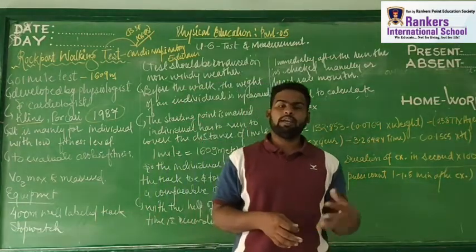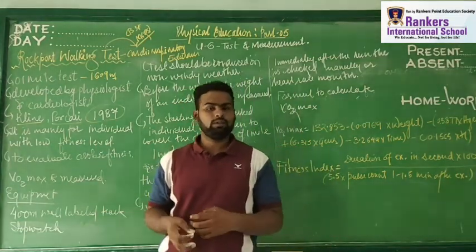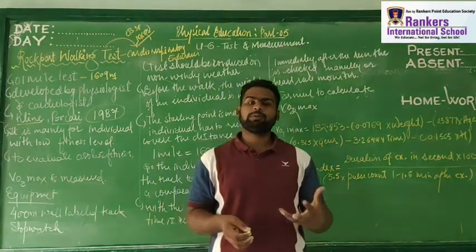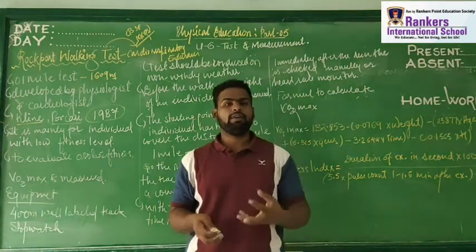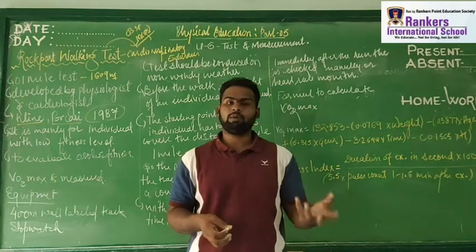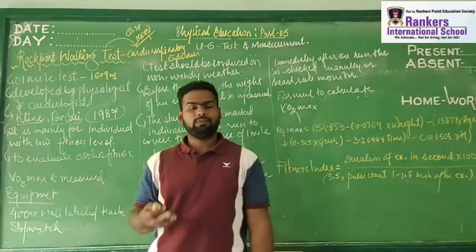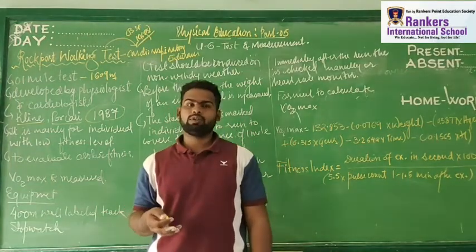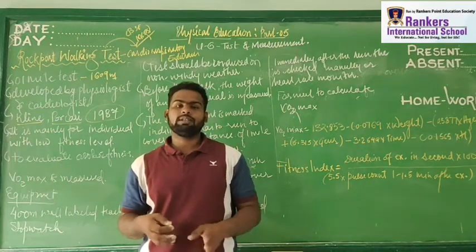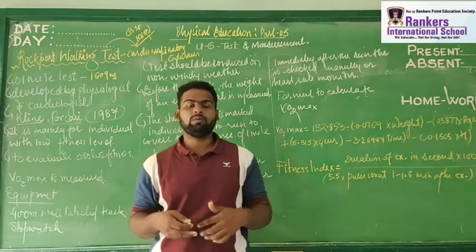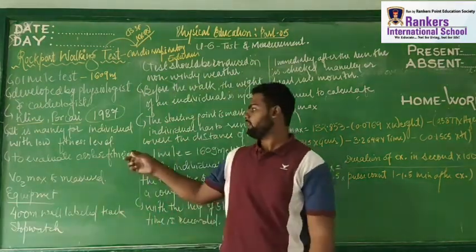There are two terms, aerobic and anaerobic. If you are a bio student, you must know about it. Aerobic means in the presence of oxygen. Whenever you perform an activity in the presence of oxygen, that is aerobic. Whenever you perform an activity in the absence of oxygen, that is anaerobic. When you're running fast, it is anaerobic. When you're running slow but for a longer period of time, it becomes aerobic.